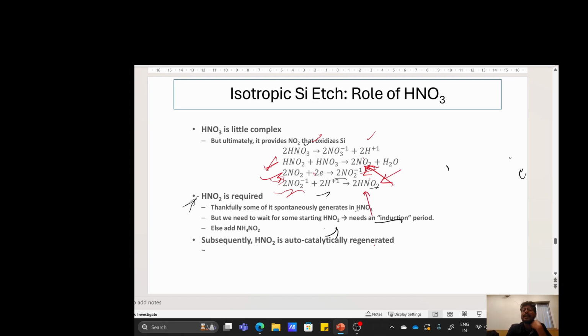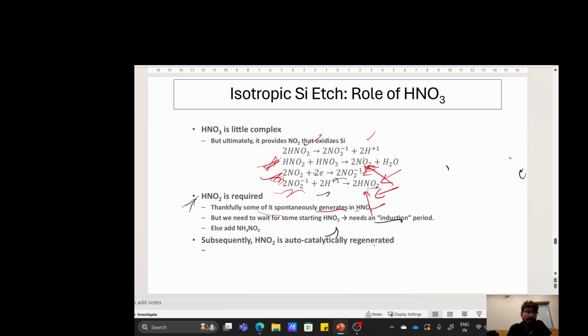Now you are getting NO2 as well as HNO2, because of one molecule. We started with one molecule of HNO2 and finally we are getting 2 molecules of HNO2. So over time you will get more and more HNO2, and the reaction will get faster and faster. So HNO2 is required. Thankfully, some of it is spontaneously generated in HNO3. Because of the impurity, it is generated in HNO3 itself, and that will be used.